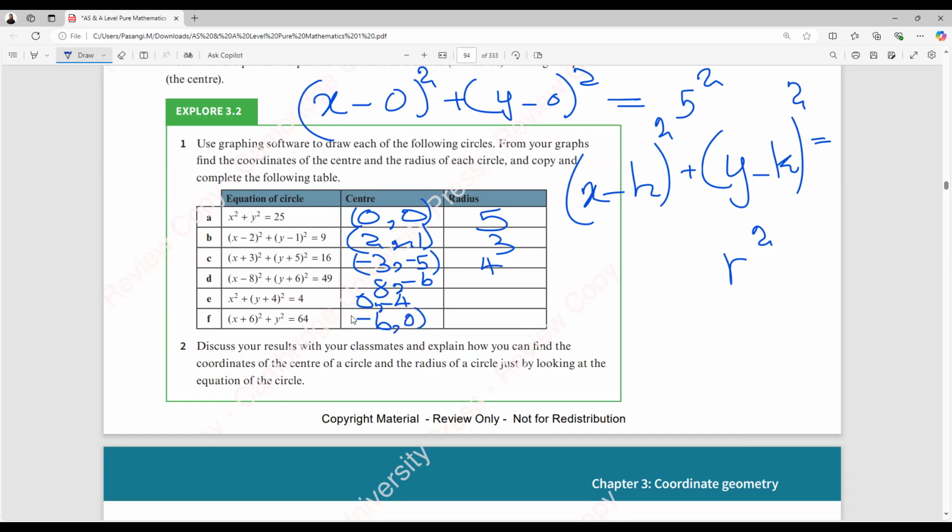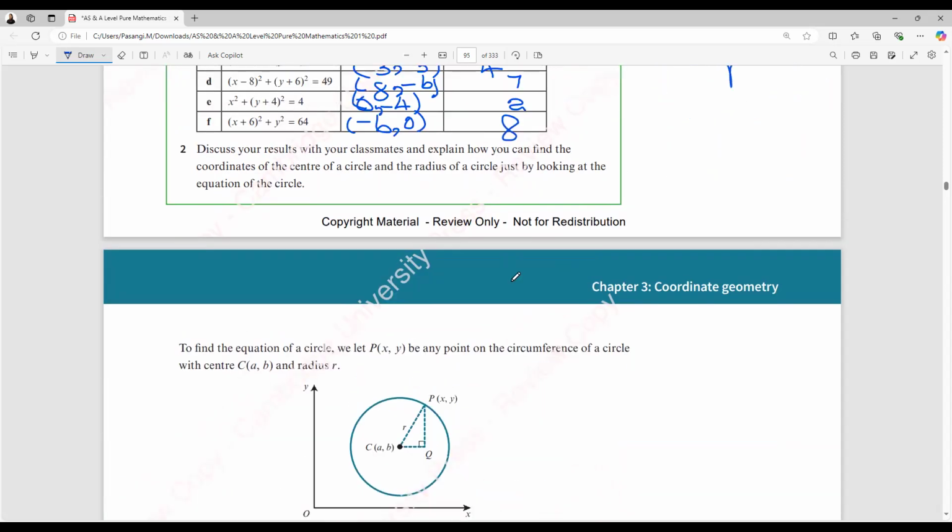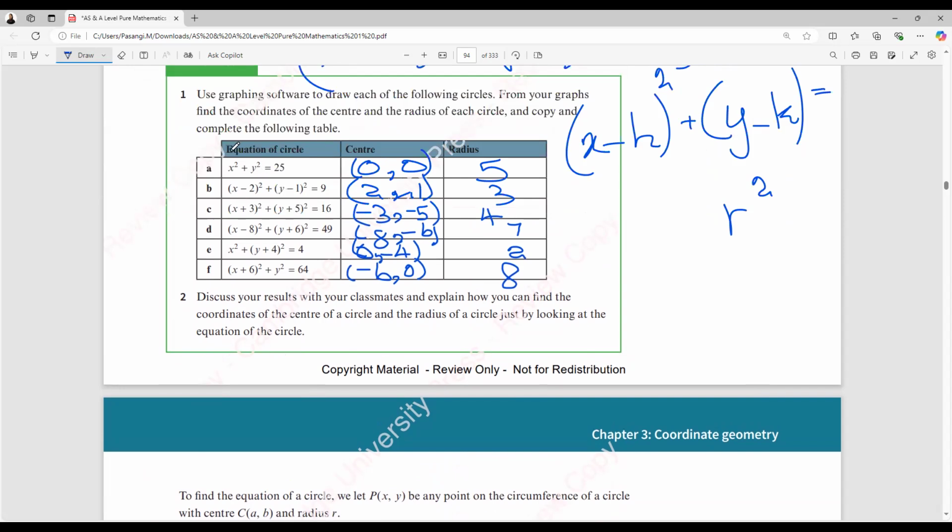So all these ones, without graphing, without using any graphing tools, we can identify the center of these equations. Here we have 7, here we have 2, here we have 8, because of the square root of these values. That's what we have for the radius. Okay, that is done. You can draw these ones by using a graphing calculator. You can put all these equations there and check whether the values are correct.